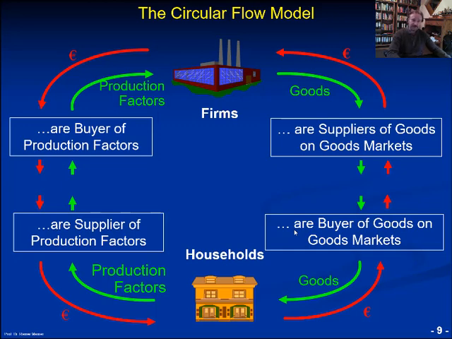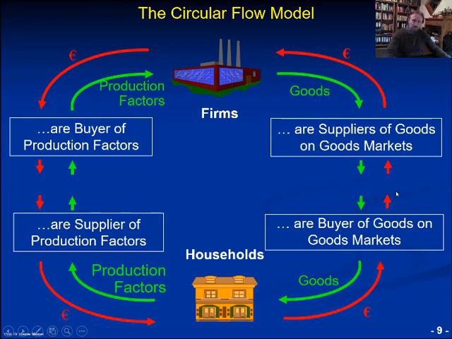And now, as we see, this is indeed a circle. We have production factors flowing from households to firms. We have the goods produced by firms flowing from firms to households. And we see that there's also a kind of second circle, namely the flow of money from households to firms and back to households.